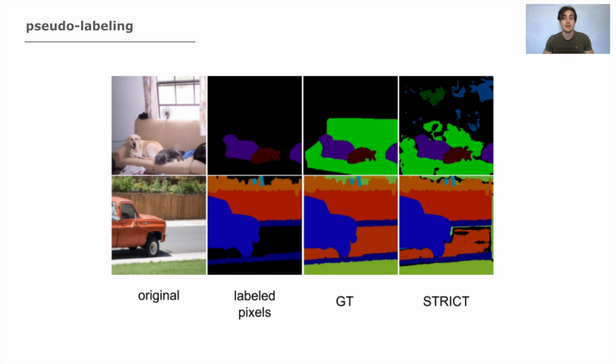Pseudo-labeling is not a novel concept, and it has been used as a self-training strategy for semi-supervised learning. However, as we will see in a moment, generating accurate pseudo-labels for unseen classes in semantic segmentation is very difficult, because the accuracy on unseen classes is often much lower than in the supervised case.